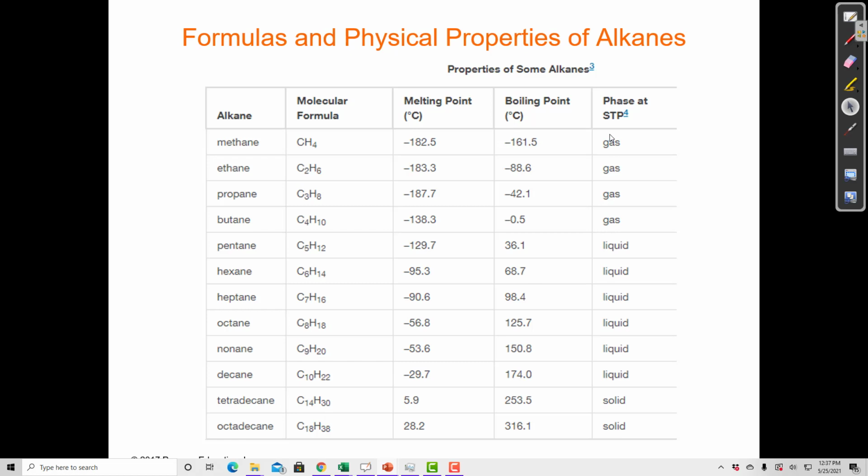Most of these small ones are gases. They can become liquids as they get bigger, right? Octane is part of gasoline. It's a liquid. And as they get even bigger and bigger, they can become solids. They become kind of like waxes.